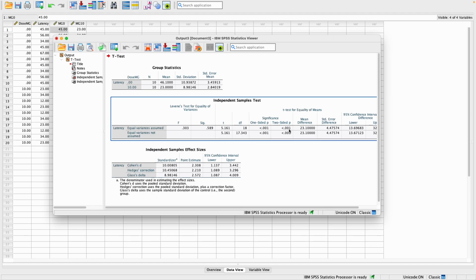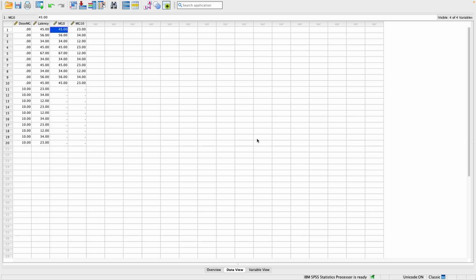Okay, so that's the basics of doing an independent samples t-test for a between participants design, or independent samples design. Now let's take a look at how we would run a paired t-test in a situation where we would have a dependent samples design. Okay, so now I'm looking at these two columns. I've got the 0 milligram dose and the 10 milligram dose.